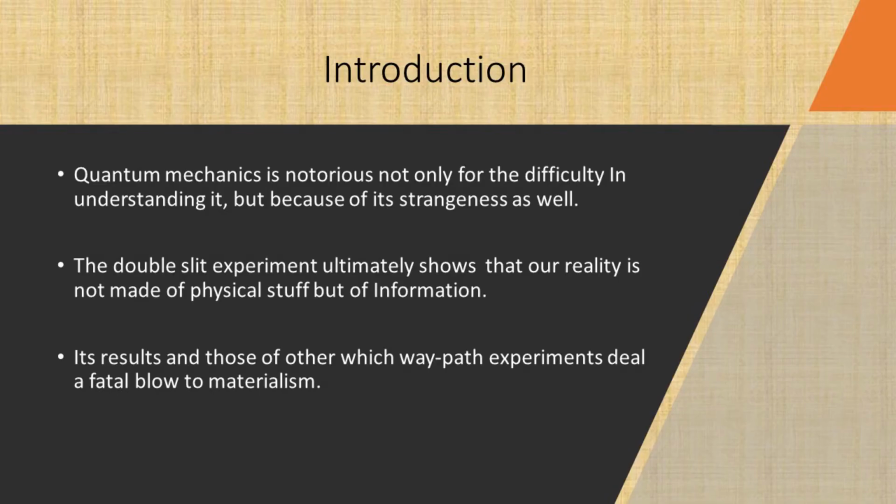Quantum mechanics is notorious not only for the difficulty in understanding it, but because of its strangeness as well. The double-slit experiment ultimately shows that our reality is not made of physical stuff, but of information. Its results, and those of other which-way path experiments, deal a fatal blow to materialism.